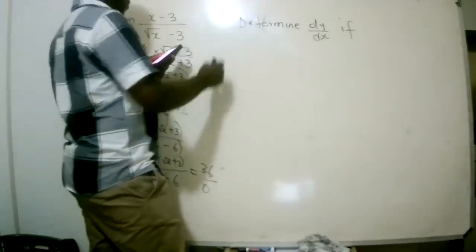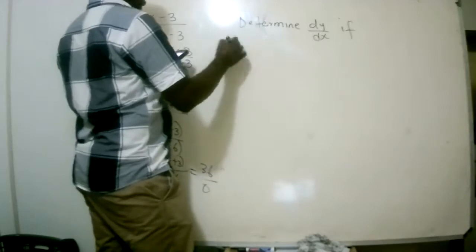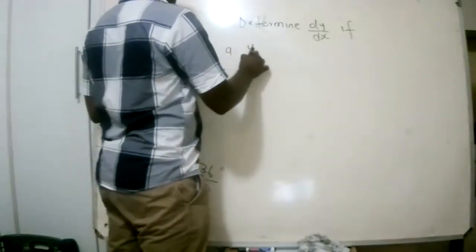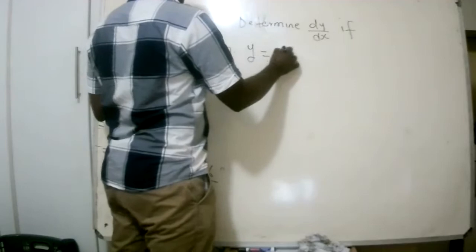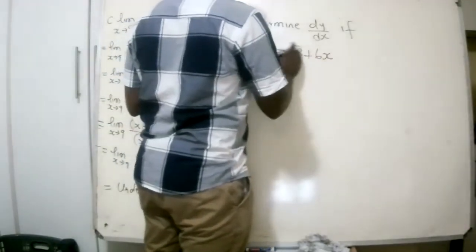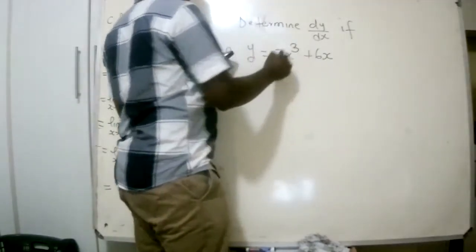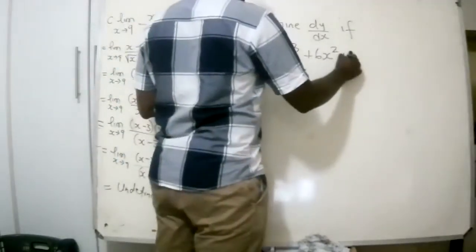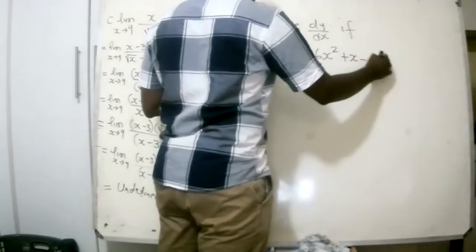All right. Yes. So now the first question there, we are given y equal to 3x cubed plus 6x squared plus x minus 4.